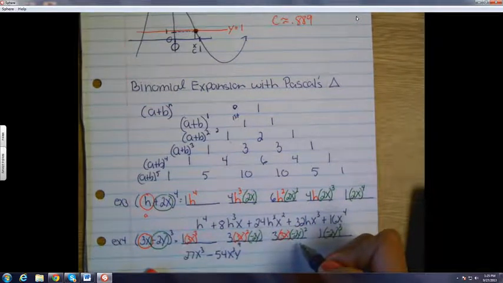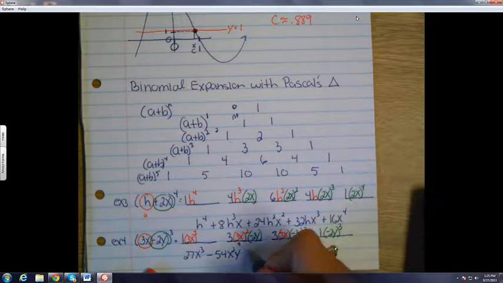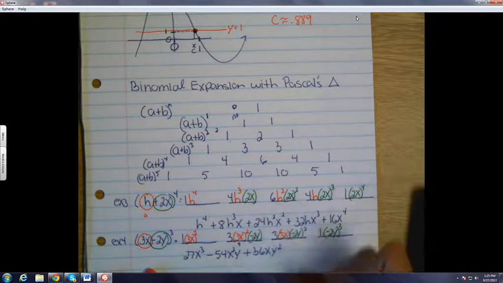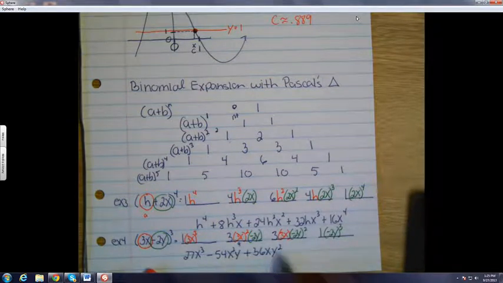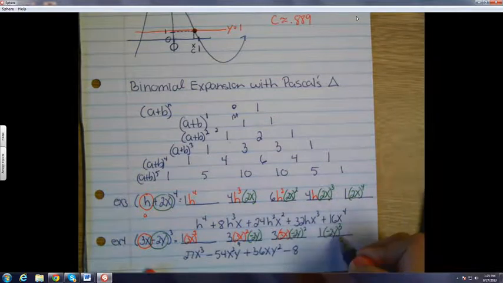Next term, take care of the powers first. Negative 2 squared is 4. 4 times 3 is 12. 12 times 3 is 36. So a positive 36 x y squared. And I write the x first because I wrote the x first here. And then our last term is negative 2 cubed is a negative 8, so minus 8, and that'll be y cubed.